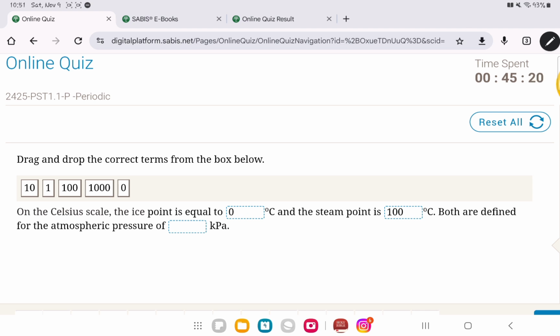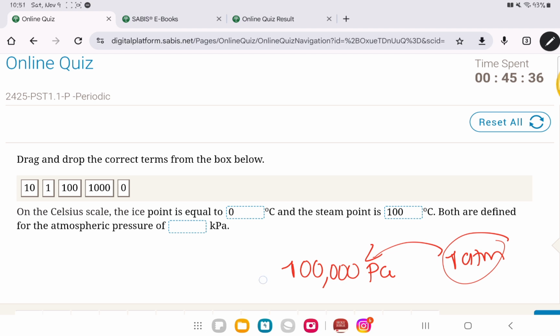But remember, I said water only boils at 100 degrees Celsius if it is at atmospheric pressure, which is 1 atmosphere. 1 atmosphere in Pascal is 100,000 Pascal, which if you change it to kilopascal becomes 100 kilopascal. So the ice point is only at 0 degrees Celsius if it is at 1 atmosphere, which is 100 kilopascal. And the steam point is only at 100 degrees Celsius if it is at the atmospheric pressure, which is 1 atmosphere, which is 100 kilopascal.